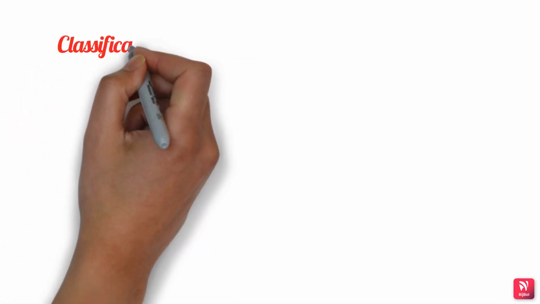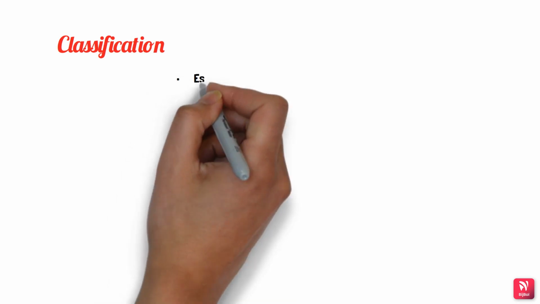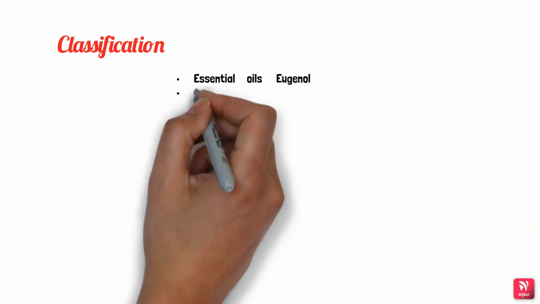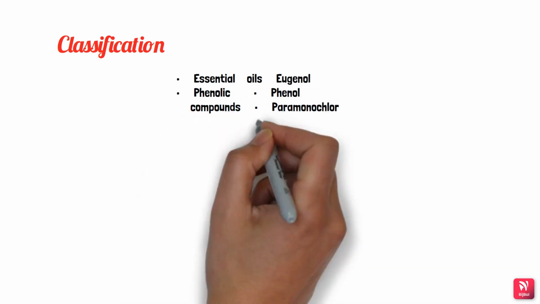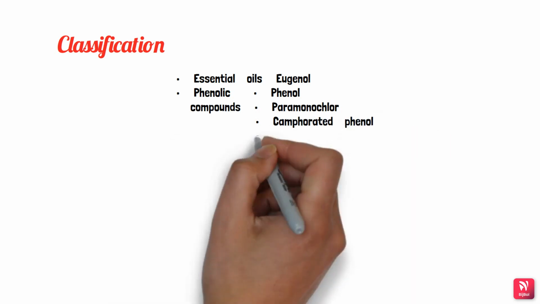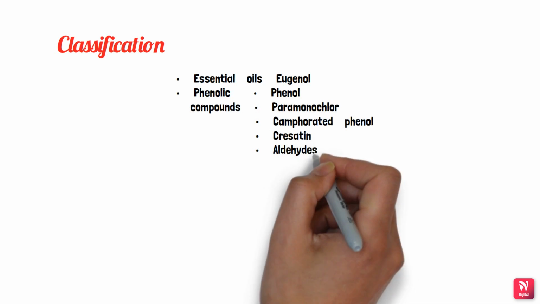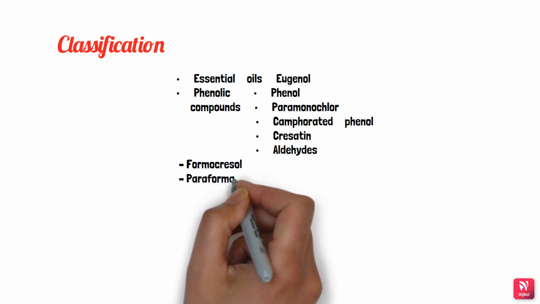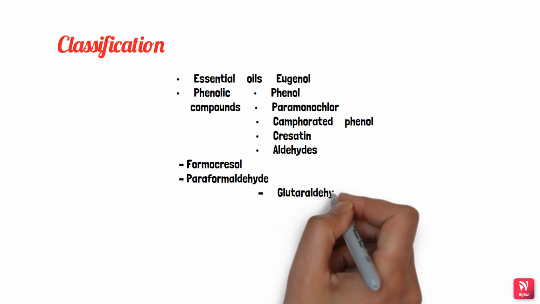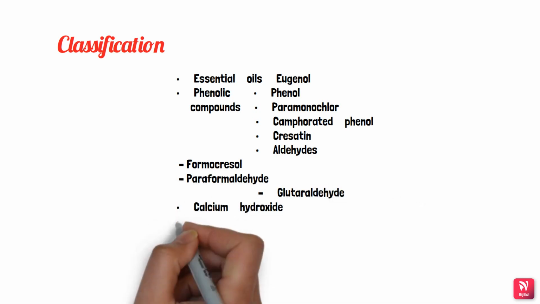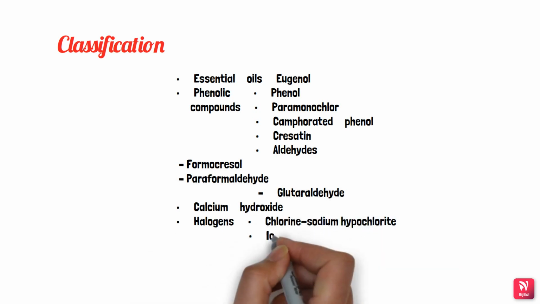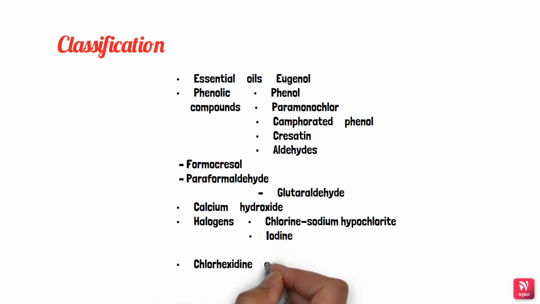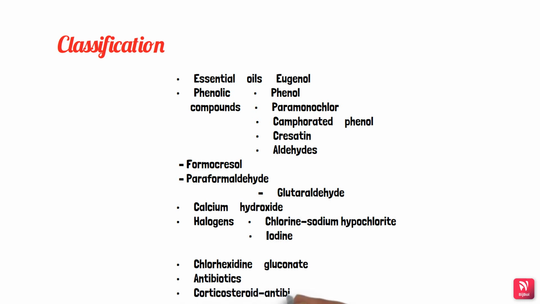Coming to the classification of the intracanal medicaments, the essential oils include the eugenols, whereas the phenolic compounds include phenol, paramonochlorophenol, camphorated phenol, chrysatin, and aldehydes such as formocresol, paraformaldehyde, glutaraldehyde, and calcium hydroxide, and the halogens such as chlorine, sodium hypochlorite, and iodine, chlorhexidine gluconate, antibiotics, and the corticosteroid antibiotic combination.